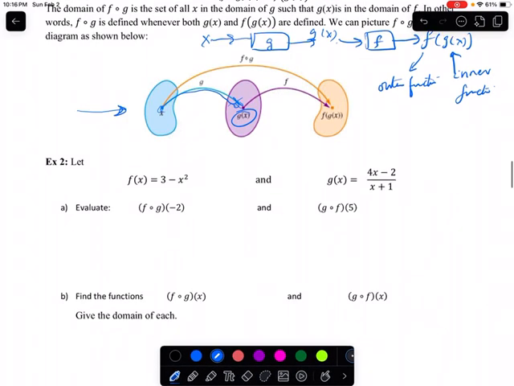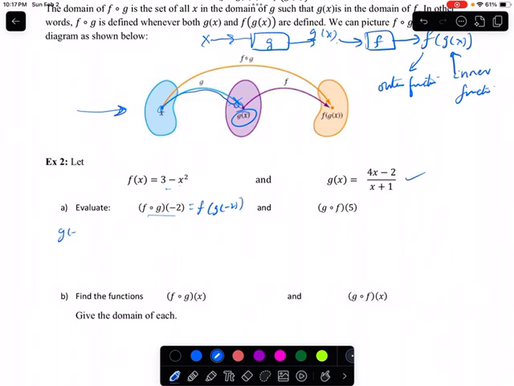Which is example 2 here. Our f function is 3 minus x squared, and our g function is 4x minus 2 over x plus 1. So evaluate these quantities. First, without even finding the composite function, we can evaluate it by just using the definition. So this quantity will be equal to f of g of negative 2.